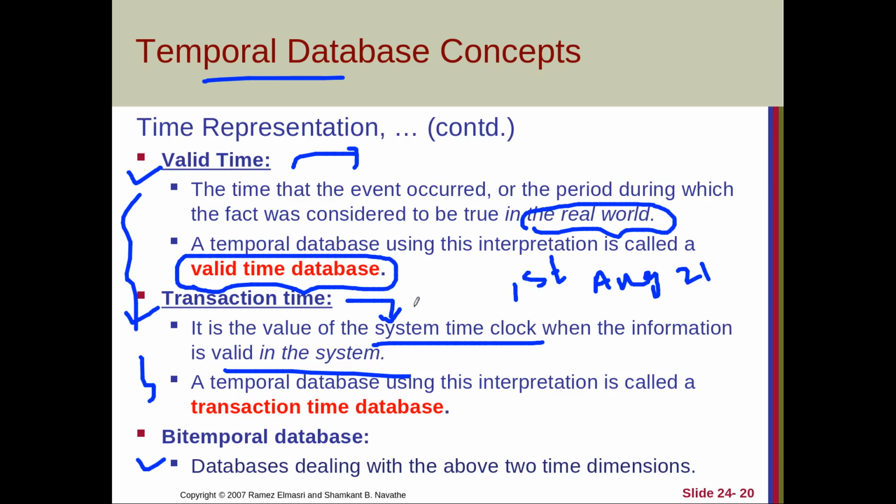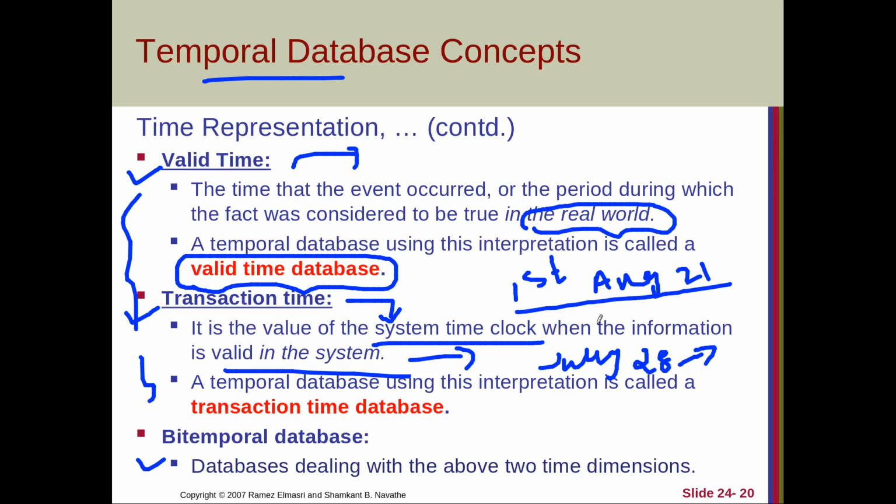But assume that this data was entered into the system, into the computer database, on a previous day. Maybe on July 28, the data was entered into the database. So this July 28 is the transaction time, when the data was entered into the system. That means it is valid in the system. But in real life, he is working from 1st August 2021, while in the system, it was entered on July 28.